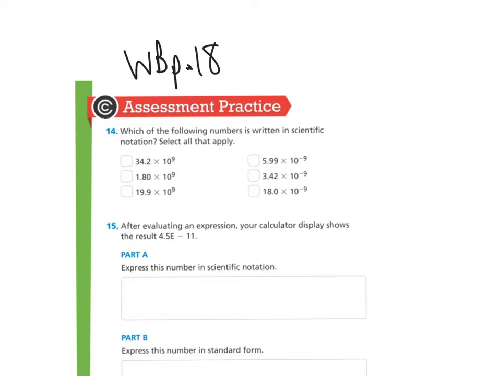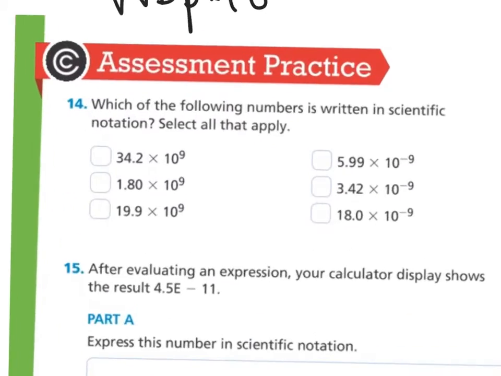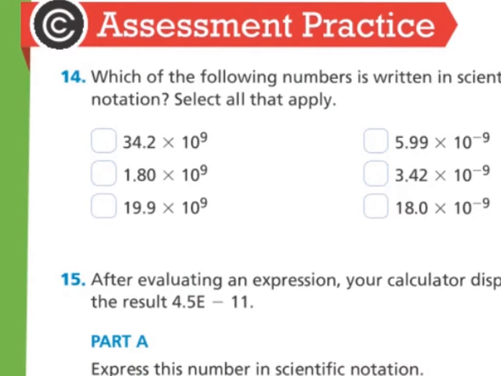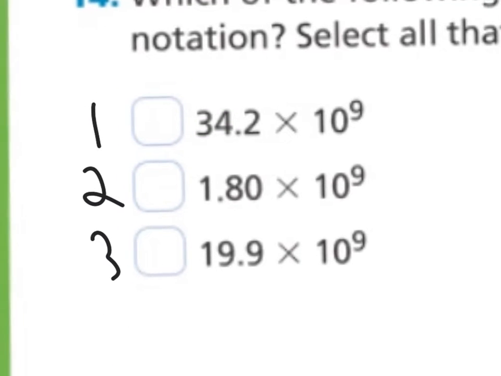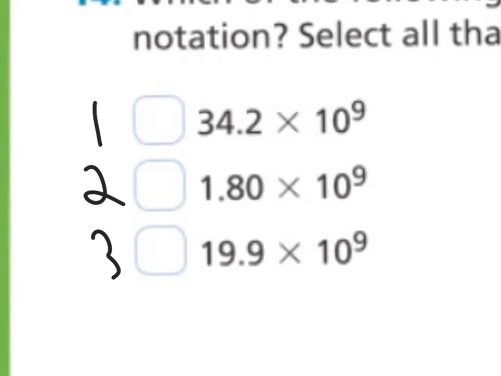Workbook page 18, we're just going to look at a couple more problems here. So number 14, which of the following numbers is written in scientific notation? Select all that apply. So just to make this easier to keep track of, I'm going to put numbers next to these so we can keep track of what it is that we're talking about. So the first option is not bad, other than they've got 2 numbers before the decimal point. We only want 1 number and then the decimal, so that is not in scientific notation.